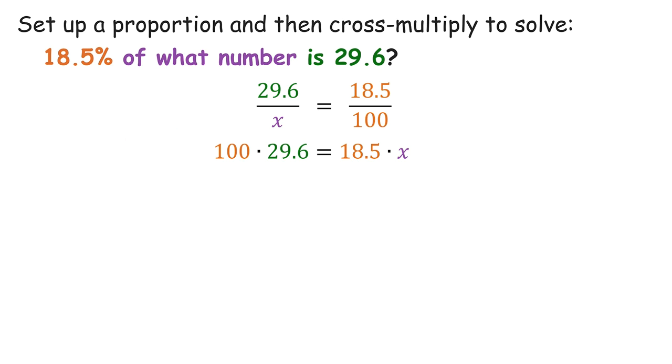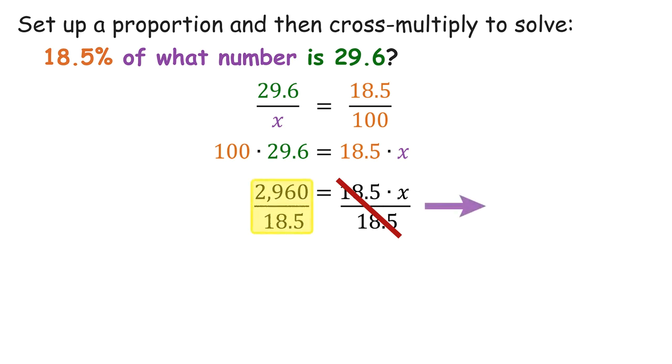First, we simplify the left side of the equation by performing the multiplication. Now we have 2,960 equals 18.5 times x. To isolate x, we undo the multiplication and divide both sides by 18.5 to get 2,960 divided by 18.5 equals x. Then we perform the division to obtain the solution 160 equals x, or if you prefer, x equals 160.